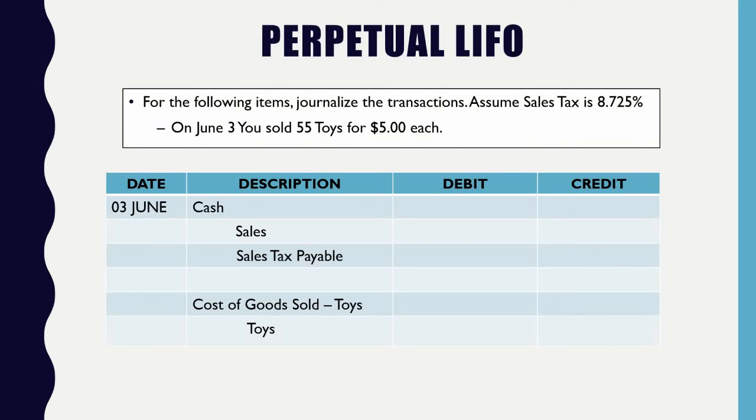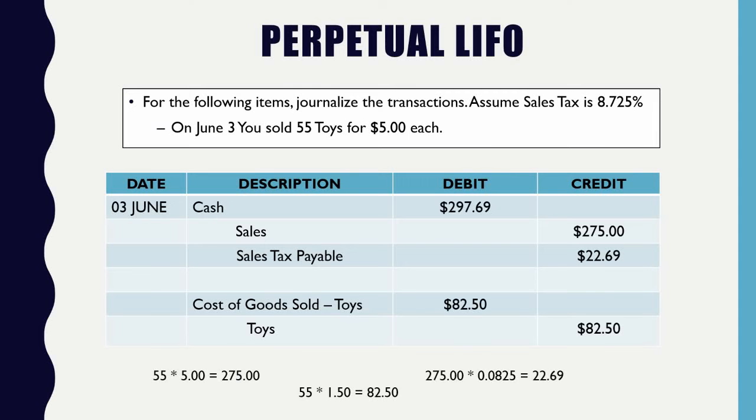The second scenario says that on June 3rd, we sell 55 toys for $5 each. This is where it's going to be different, although our cost of goods sold journal will stay the same as well. The only difference is what numbers you plug in: what's my debit, what's my credit? Because this number is calculated in your inventory worksheet, and that number will always differ depending on whatever costing method you are using.